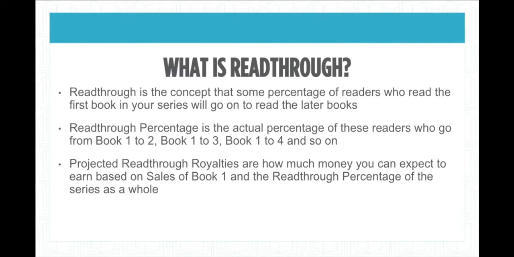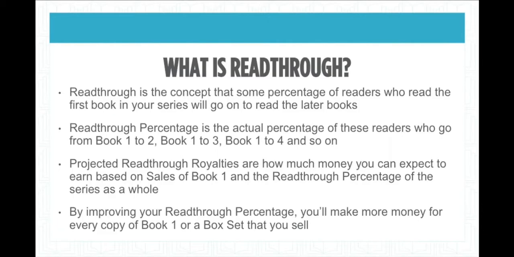This is super important because it's going to factor into, do we need to make tweaks to optimize our read-through? Is our read-through poor? Is there something we could do to make it better? And how much can you scale? Read-through is an important component of that as well. And by improving the percentage of people who make it from book 1 to 2, you're going to make more money for every copy of book 1 or a box set that you sell.